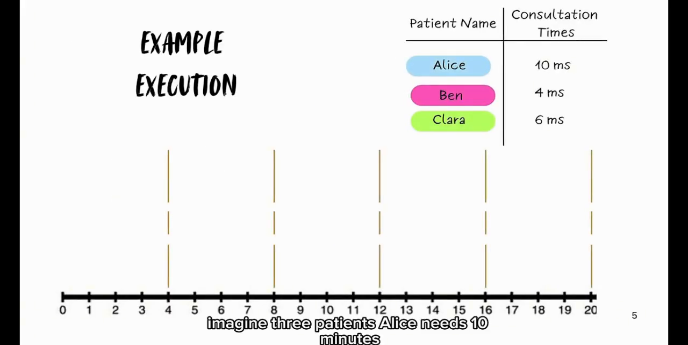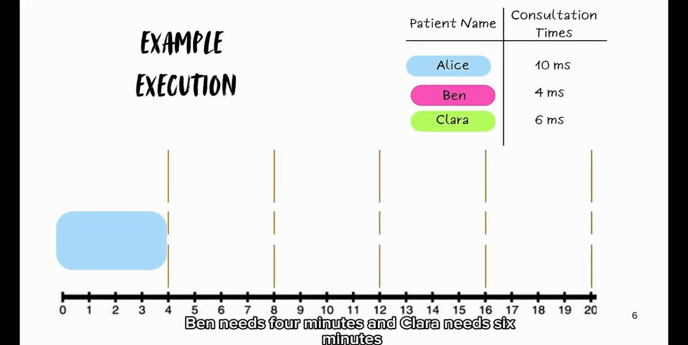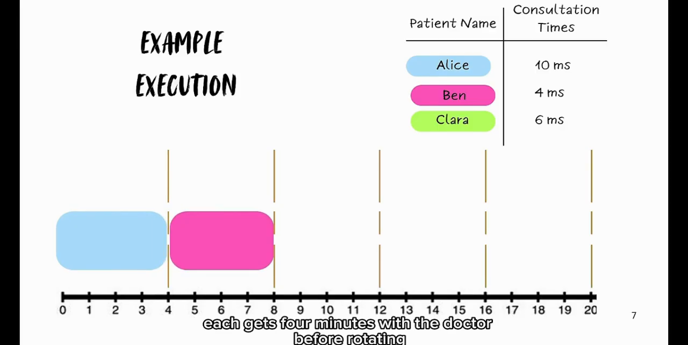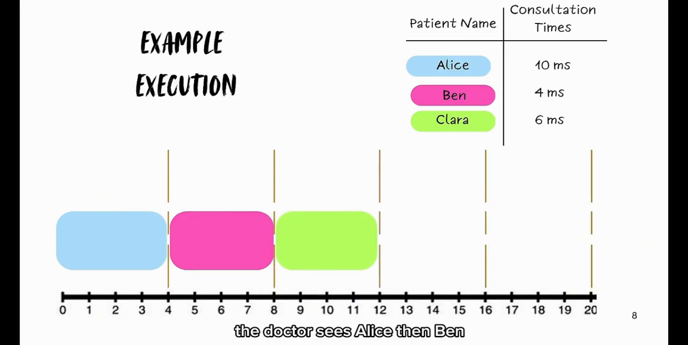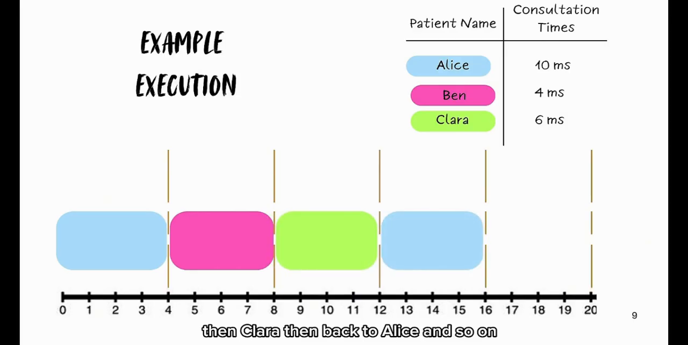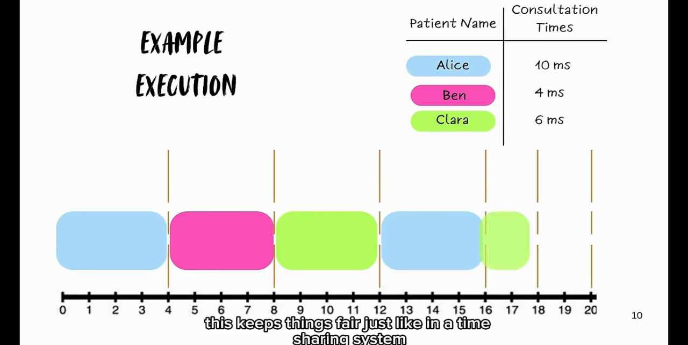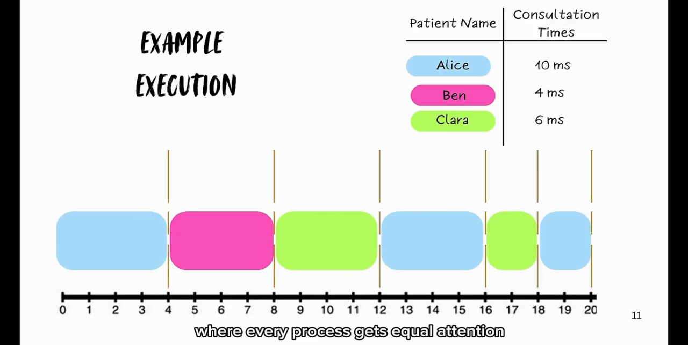Imagine three patients. Alice needs 10 minutes, Ben needs 4 minutes, and Clara needs 6 minutes. Each gets 4 minutes with the doctor before rotating. The doctor sees Alice, then Ben, then Clara, then back to Alice, and so on. This keeps things fair, just like in a time sharing system where every process gets equal attention.